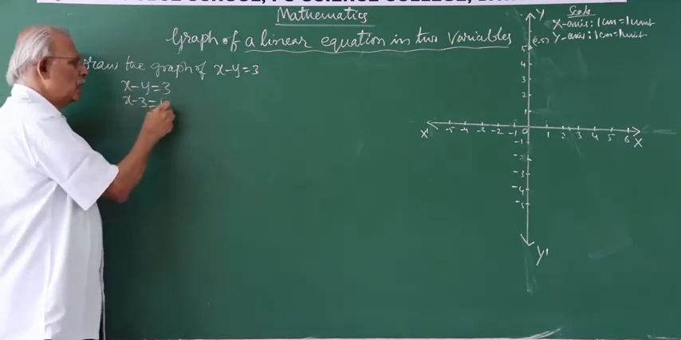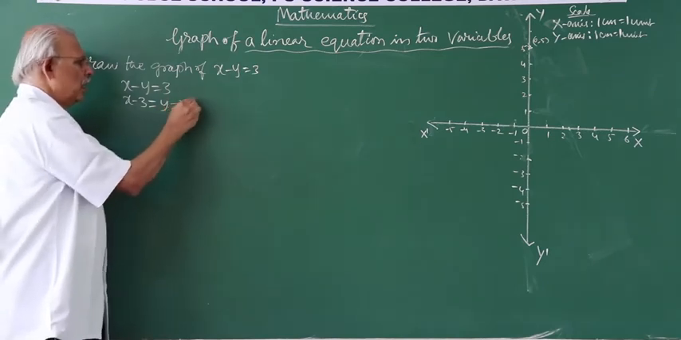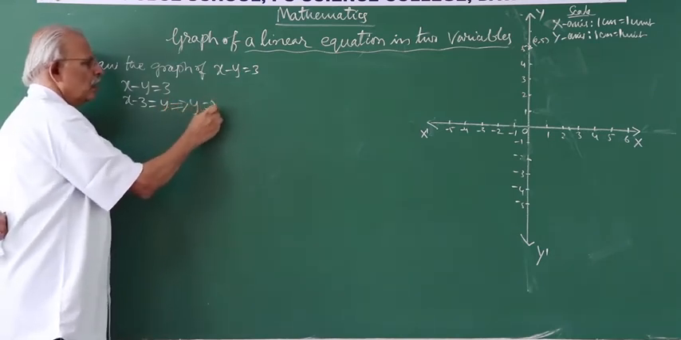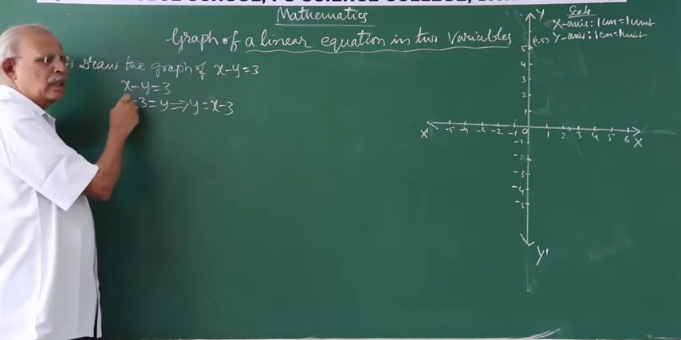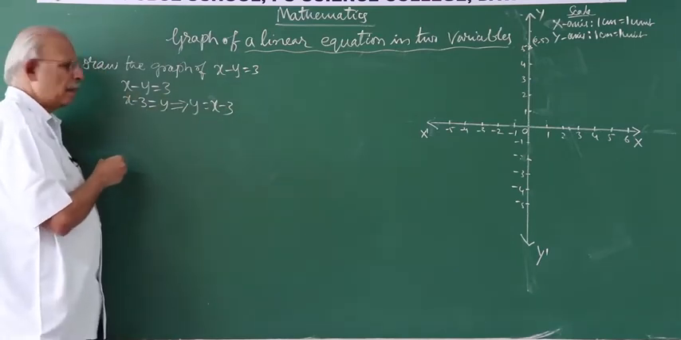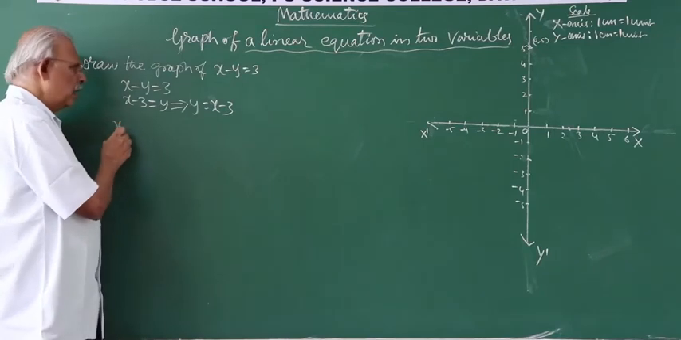x minus 3 equals minus y becomes plus y. It implies y equals x minus 3. Y is equal to x minus 3. Now look here, find three values.